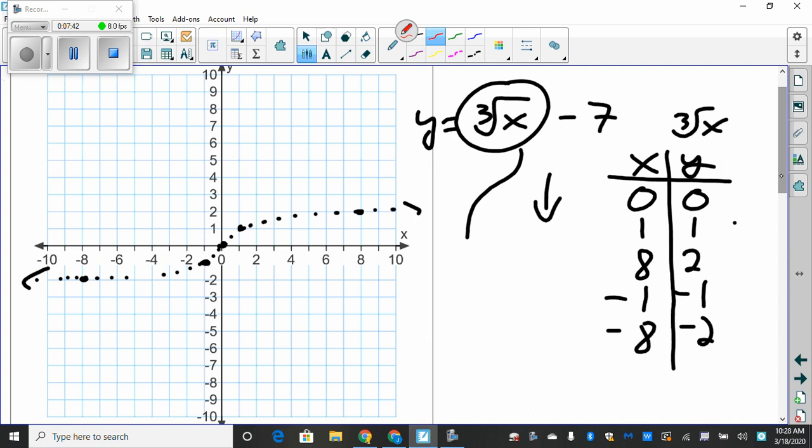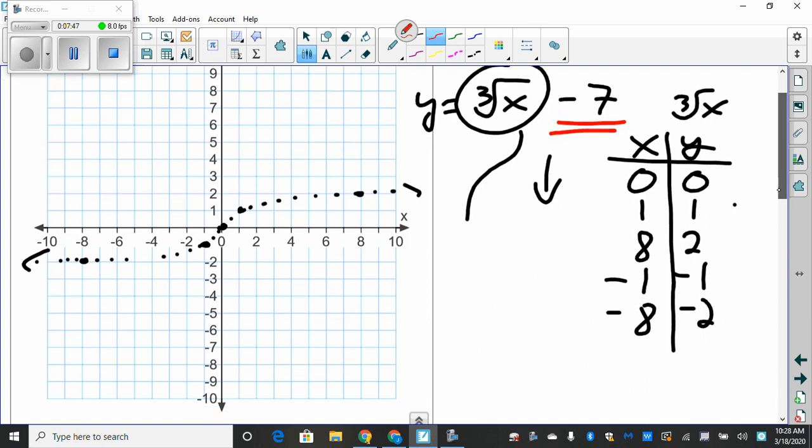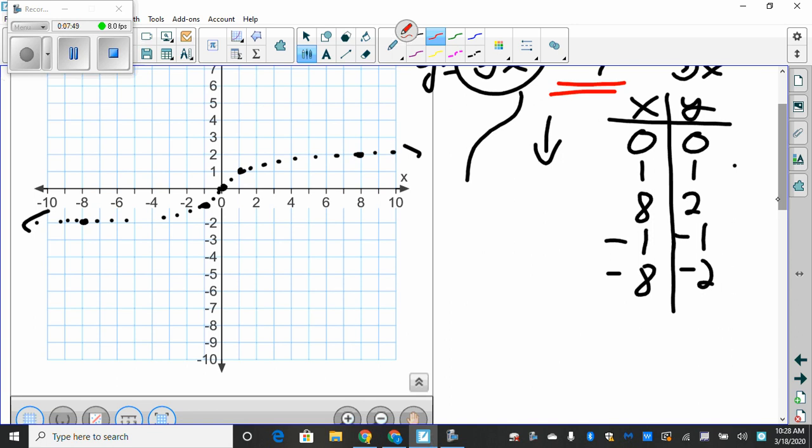However, because I have this minus 7 there, I've got to move all these points down 7, yeah? So I'm just going to take this point and move it down 1, 2, 3, 4, 5, 6, 7 to here. I'm going to take this point, 1, 2, 3, 4, 5, 6, 7. This point down 7. This point down 7. And this point down 1, 2, 3, 4, 5, 6, 7. So my final answer would be here. But once again, the domain is all real numbers and the range is all real numbers. So that's a graphing one for a cube root.